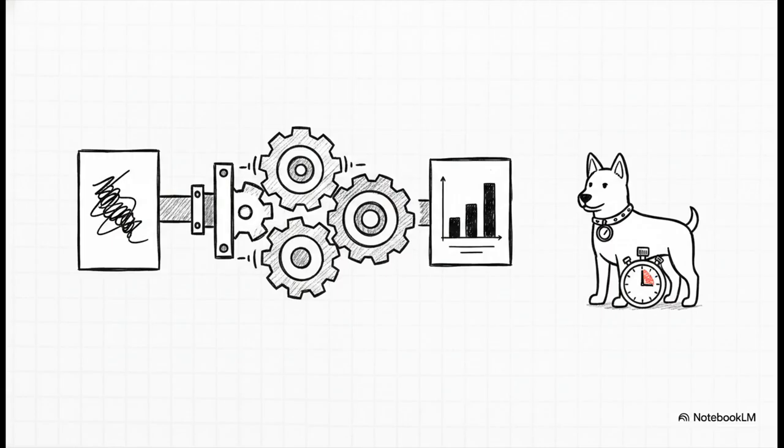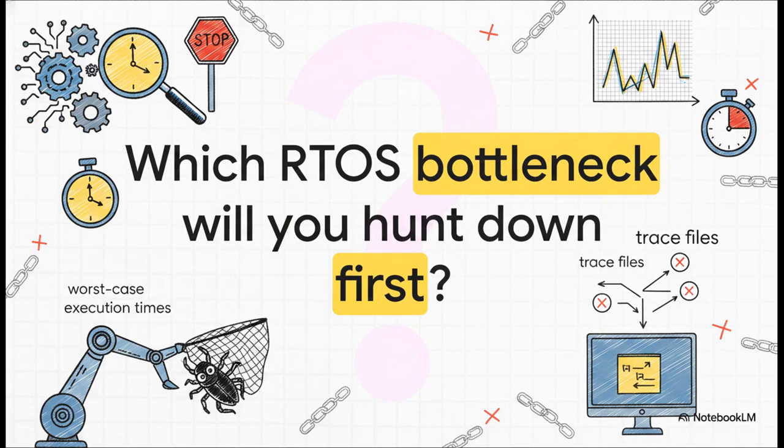to production again. Armed with this investigative playbook, from catching priority inversions red-handed to pinpointing your worst-case execution times, you are fully equipped to load up your own trace files and uncover exactly what's bottlenecking your system. The invisible bugs, they are finally visible. So, the only question left is, which RTOS bottleneck are you going to hunt down first?